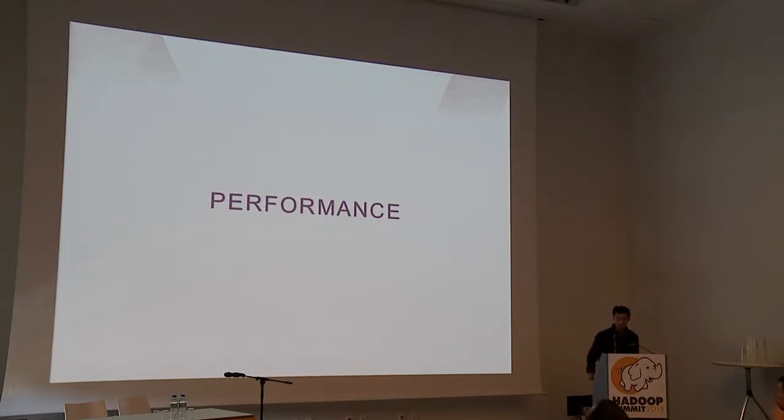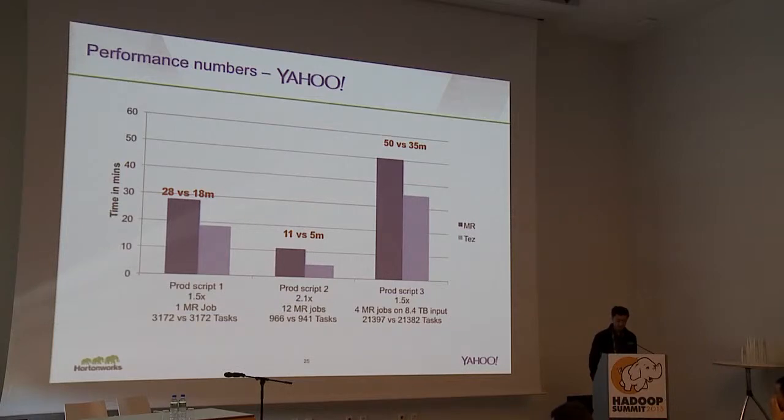So here, I share some performance data. This is the performance data from Yahoo. The first job is a simple MapReduce job. We can see in MapReduce, it takes 28 minutes to run, and in Tez, it's only 18 minutes. The second Pig script is a little bit larger. It has 12 MapReduce jobs. In MapReduce, it takes 11 minutes, and in Tez, we only use 5 minutes.